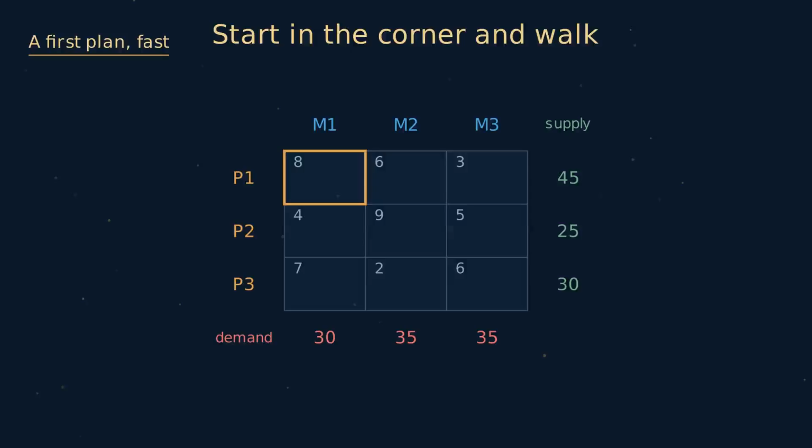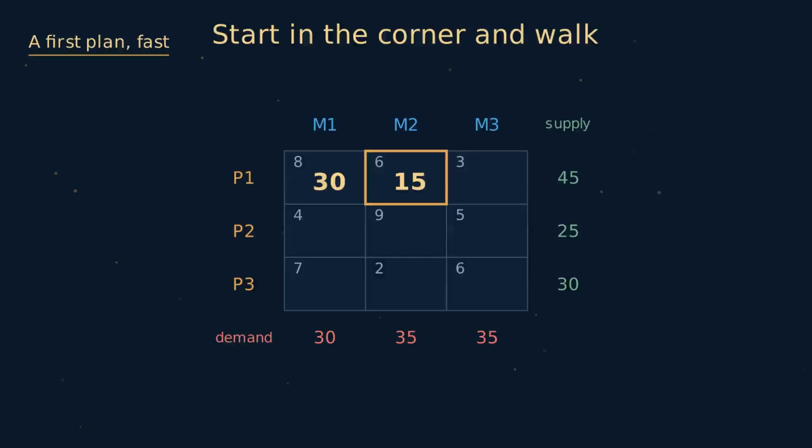Before you can improve a plan, you need a plan. The quickest one ignores cost completely. Put your finger on the top left cell and ship as much as that row and column will allow. Whichever runs out, cross it off, and step to the next cell, right if the column filled, down if the row emptied. The first plant holds 45. The first market wants 30.